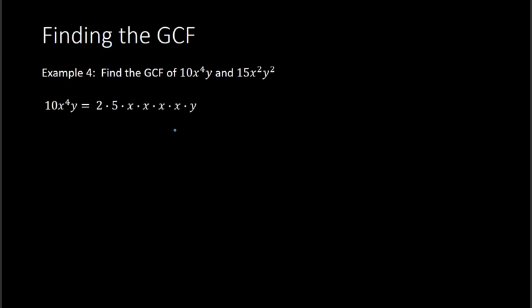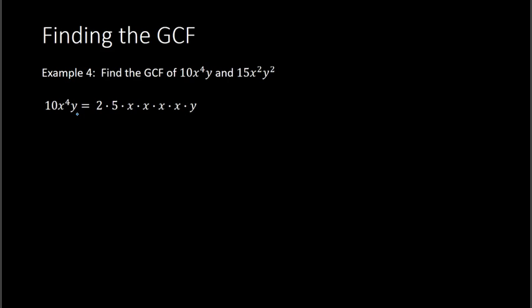Okay, here's an example where now we throw in some variables. Now we have 10x to the fourth power times y and 15x squared times y squared. What we want to do is break apart the 10 and the 15. So 10 is 2 times 5, 15 is 3 times 5. And it's helpful, at least to think through this process, though you don't need to write this down every time, if you could visualize the x to the fourth as being a product of 4 x's.